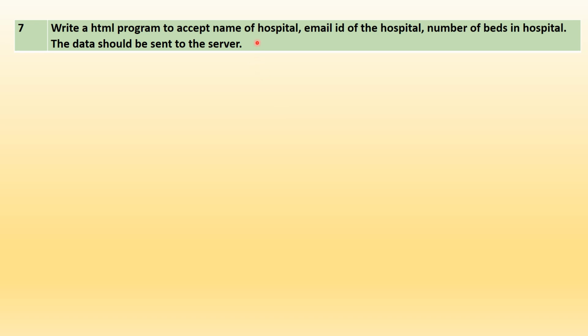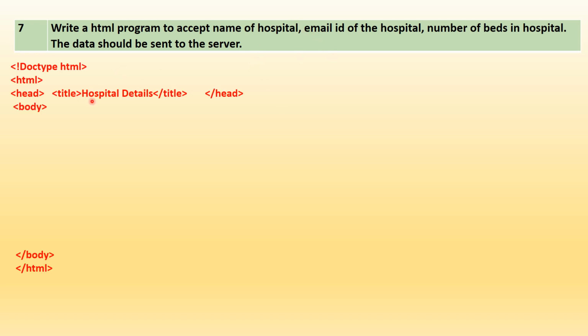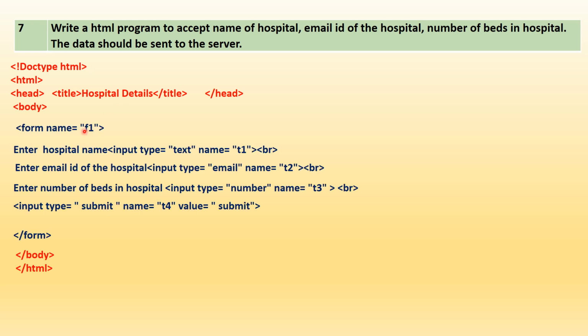Here it is to accept name of the hospital. So it is hospital details. That will be the title for this program. Form given here. Hospital name, input type equal to text. Email ID of the hospital, input type equal to email. Number of beds in hospital. So that will be number, input type equal to number. Data should be sent to the server, input type submit. Value here is submit.